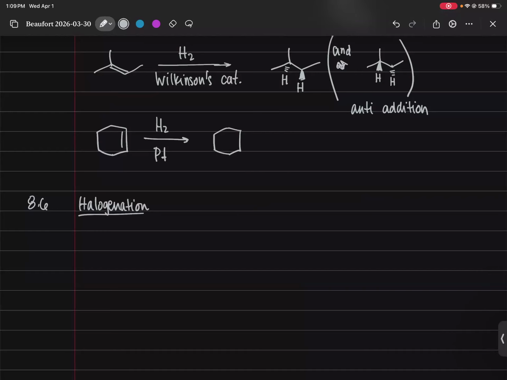Okay, so next is halogenation. This differs from hydrohalogenation, actually in quite a few ways. Instead of being the addition of HX, it's the addition of two halogens. So diatomic chlorine, bromine, or iodine. And these are the reagents that we're going to end up using for halogenation.